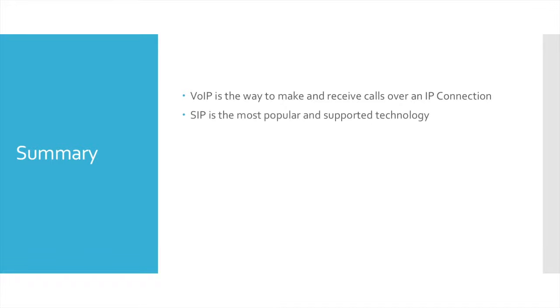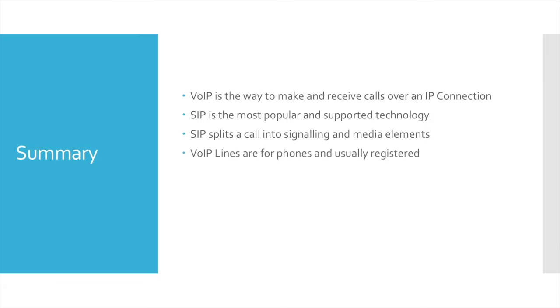Therefore, to summarize, Voice over IP is the next generation way of making and receiving phone calls using an IP connection. SIP is the main protocol used. SIP splits a call into signaling and media elements. VoIP lines are for phones and usually registered. SIP trunks are for phone systems and usually IP authenticated.